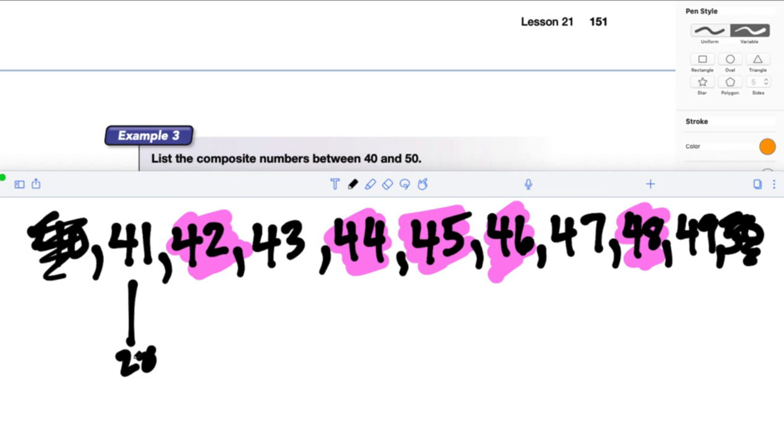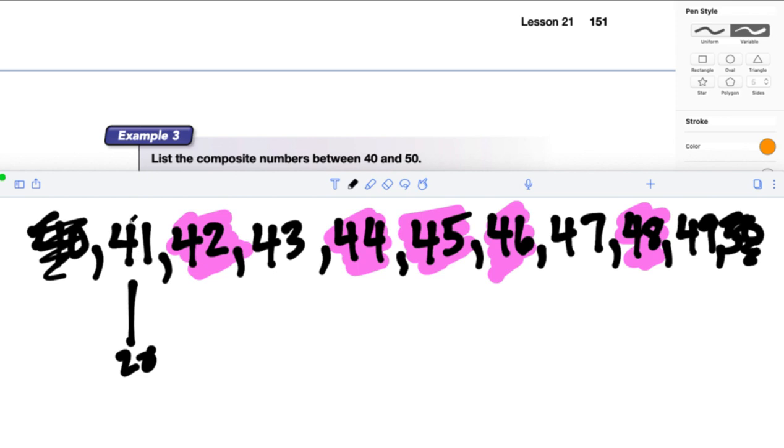4 doesn't because it's even. An even number can't go into an odd number evenly. So 4 doesn't work. 5 doesn't work because it doesn't end in 0 or 5. 6 doesn't work because it's even. 7 doesn't work because it's not in the 7 times table. 7 times 6 is 42, not 41. So I know 7 doesn't work. 8 doesn't work. It's even. 9 doesn't work. It's not in the 9 times table. 10 doesn't work because it's not ending in 0.